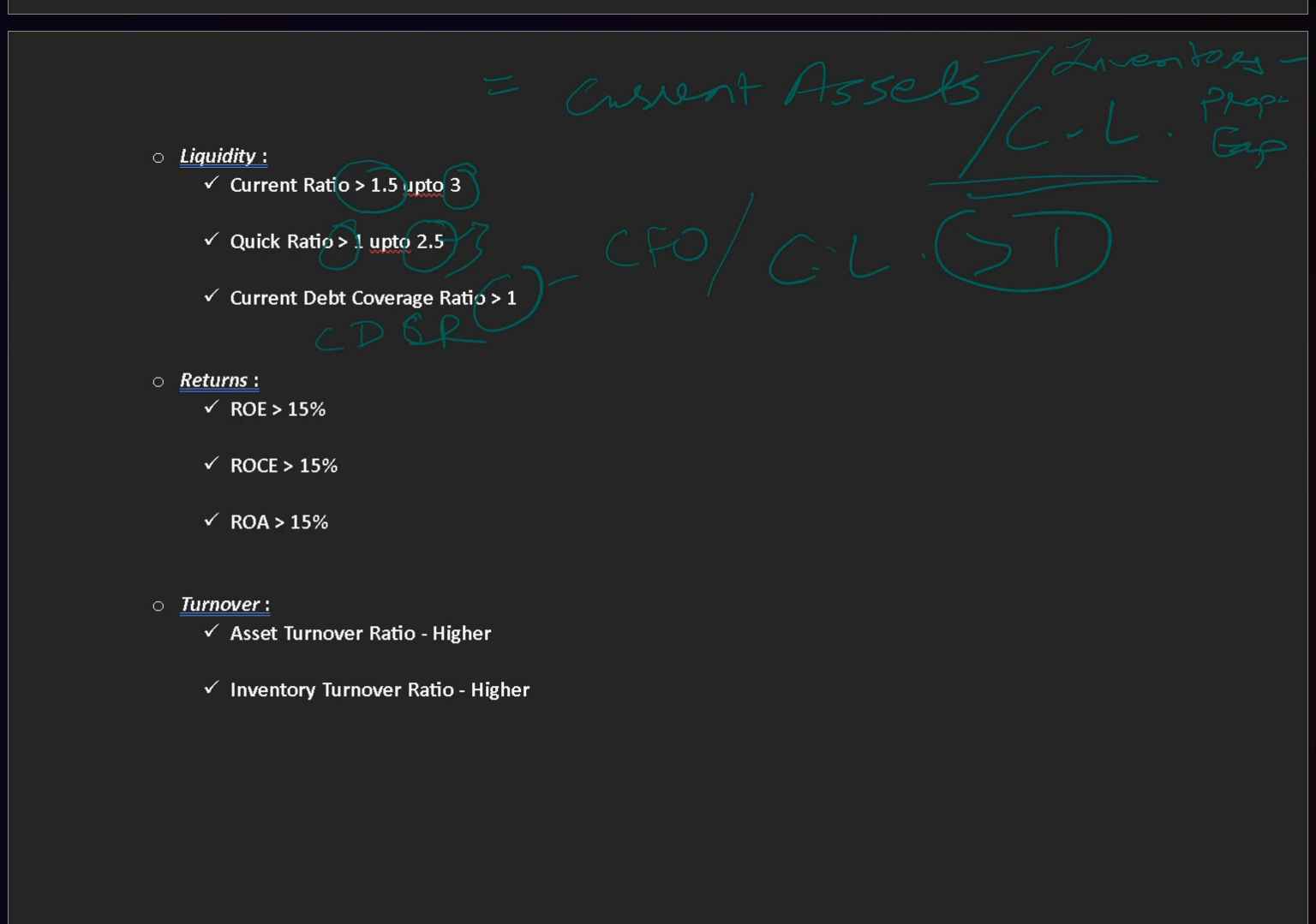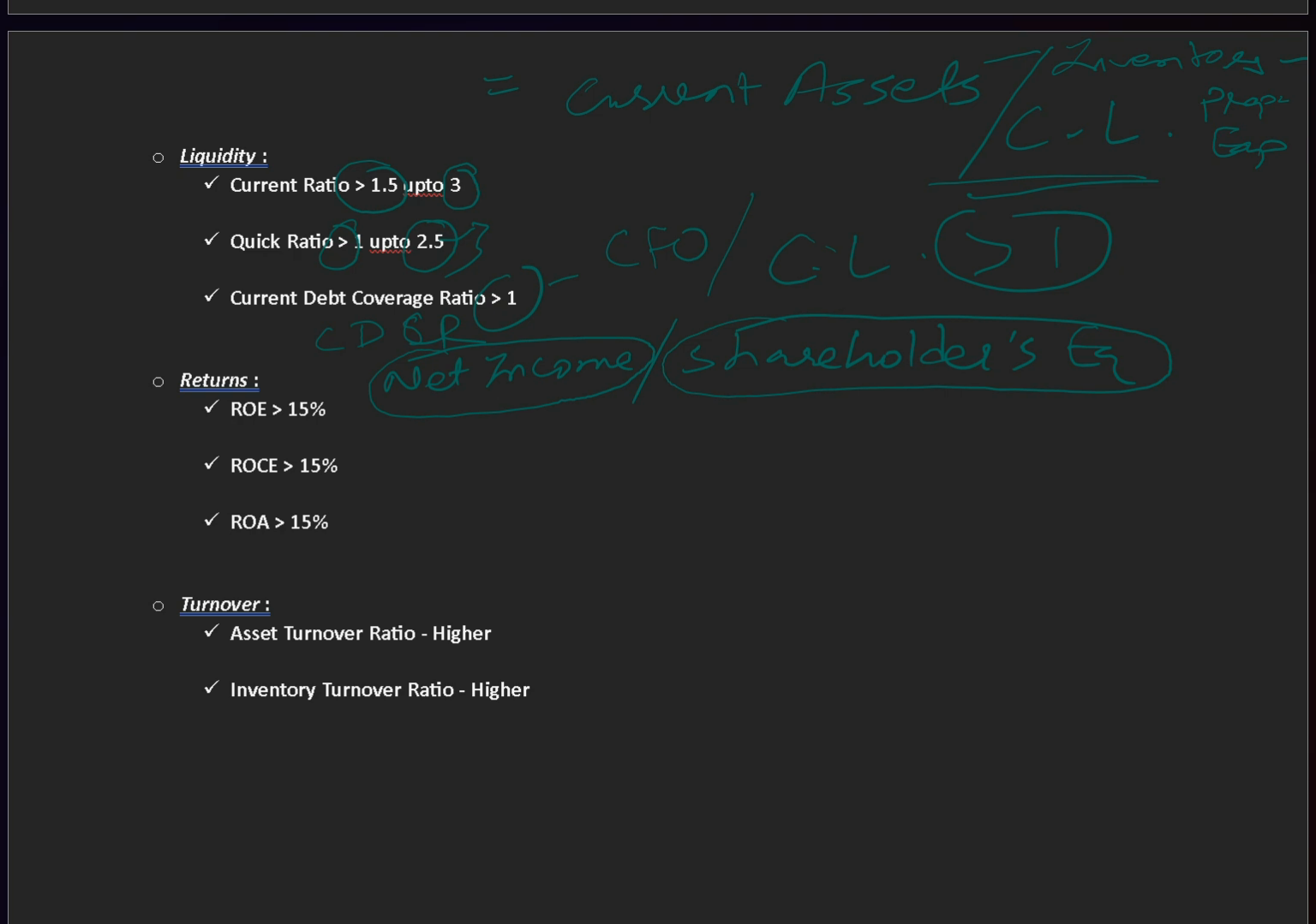Now let's move on to the return ratios. First is the ROE. So what is ROE? Net income divided by shareholders equity. What is shareholders equity? Whatever stocks we hold, it is called shareholders equity. So ROE takes into account how much net income is generated by utilizing the cash collected from shareholders.